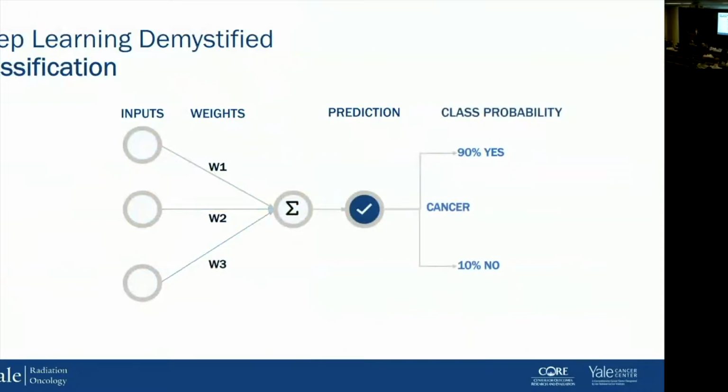So for example, if we were developing a classification algorithm that was to take input data, let's say clinical variables, and determine whether or not that patient had cancer or not, we would develop a class probability. We would have 90% cancer yes, and 10% cancer no. And from there, you can make a prediction depending on what you create as your cutoff.